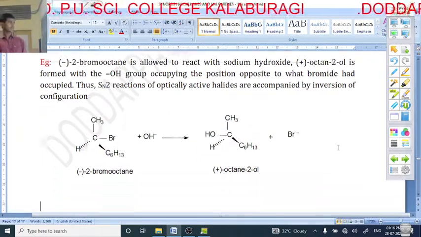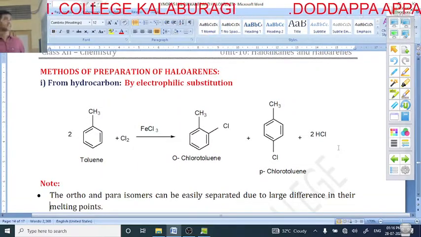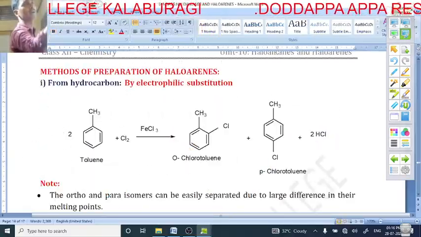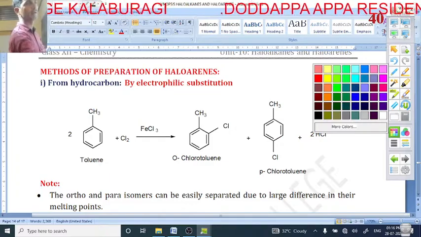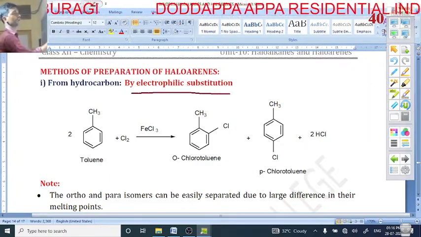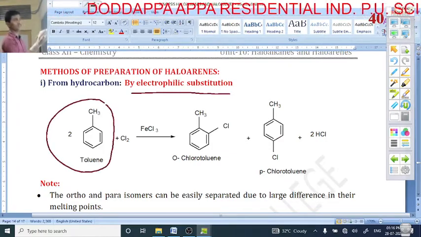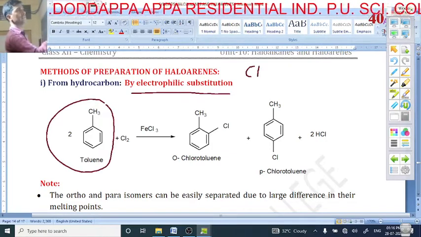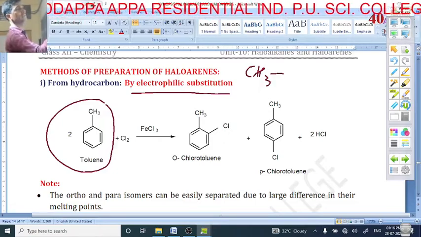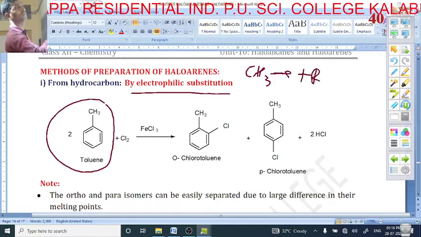Next, the methods of preparation of haloarenes. How are these haloarenes prepared? By electrophilic substitution reaction. This is toluene. The CH3 group shows a plus R effect.